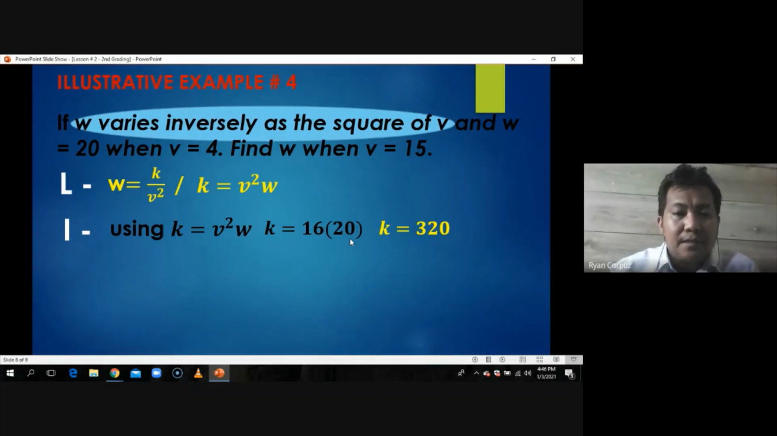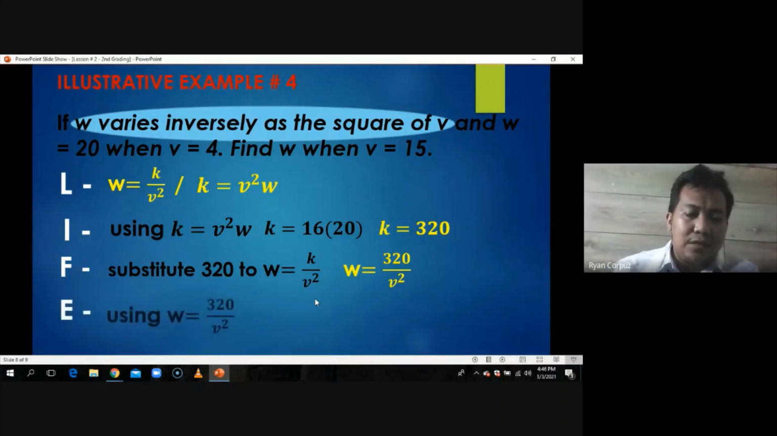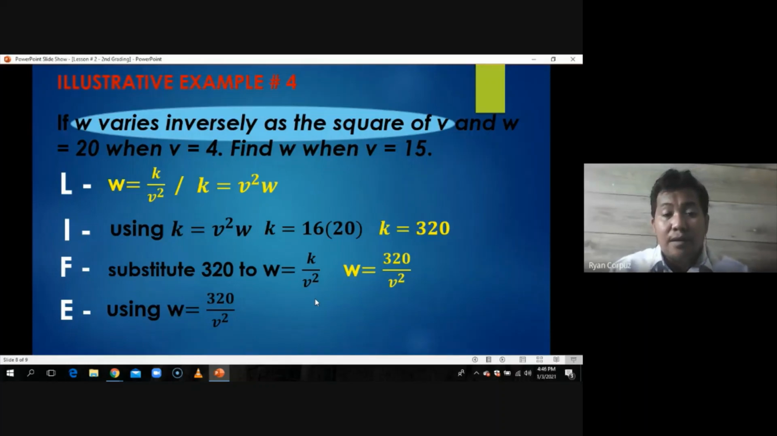Next. Since we already have the value of K, that 320 is to be substituted into the first form equation, W is equal to K over V squared, for us to form the equation of variation. So we have W is equal to 320 over V squared. And lastly, using the new form equation of W is equal to 320 over V squared, let's find W when V is equal to 15.